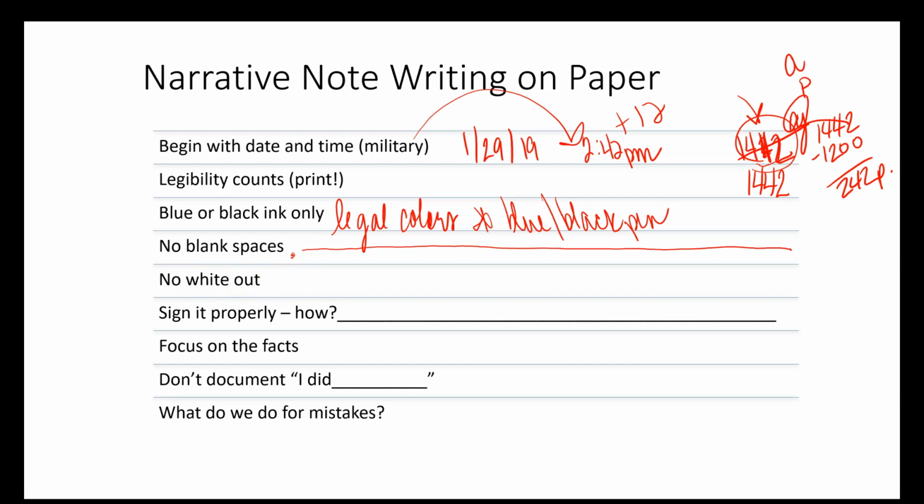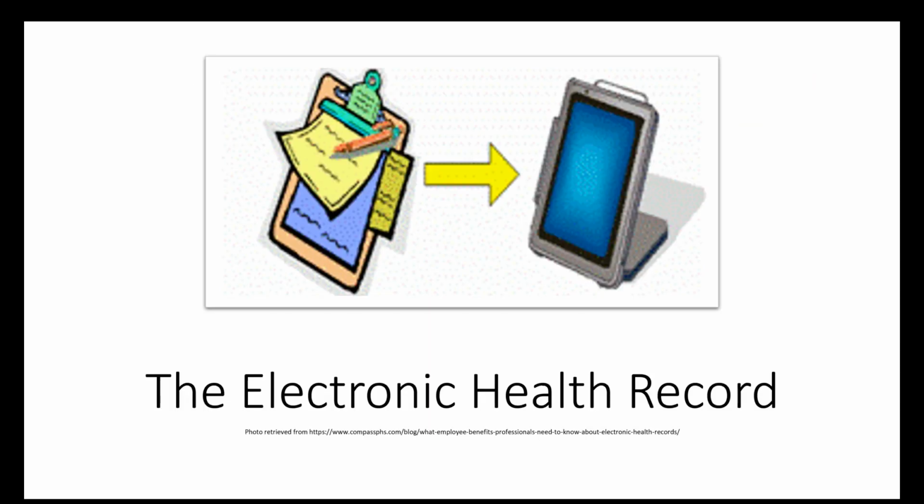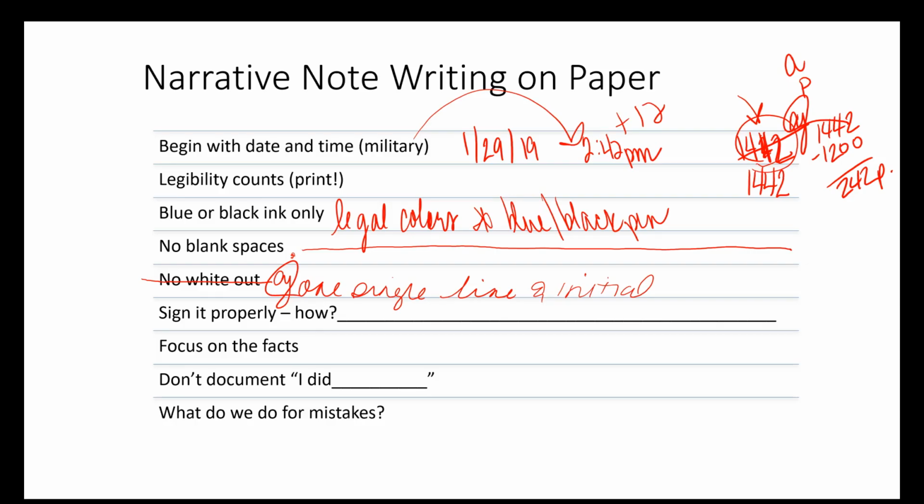Okay, we want to make sure that it's very transparent what it is that we're writing. So instead of whiteout, we are going to cross it out. We're going to cross it out with a single line, only one single line, and then you are going to initial it. Okay. We're going to sign it.